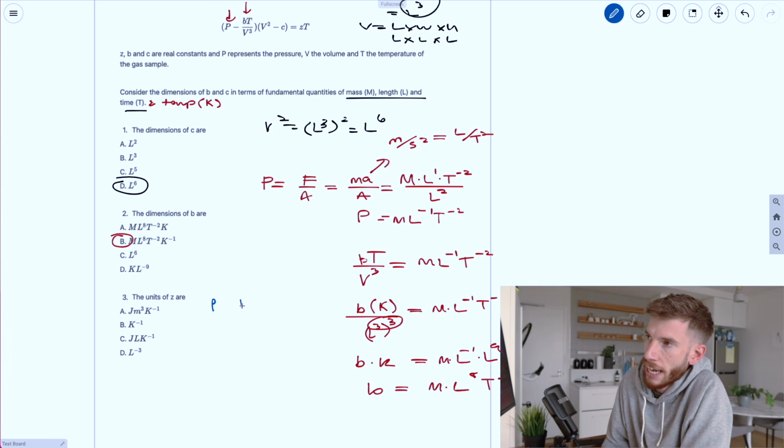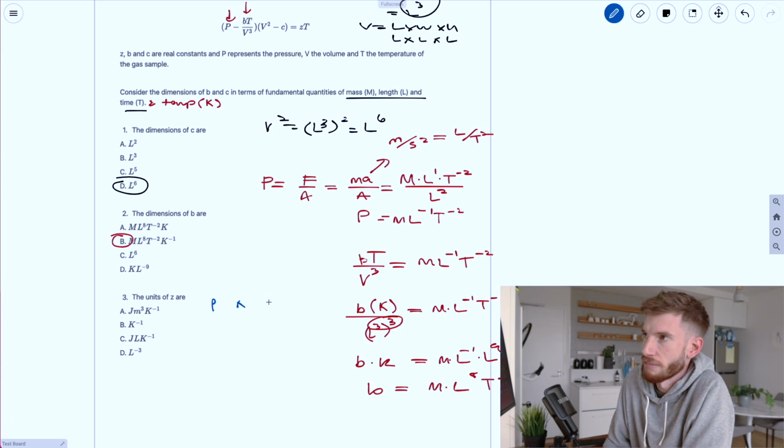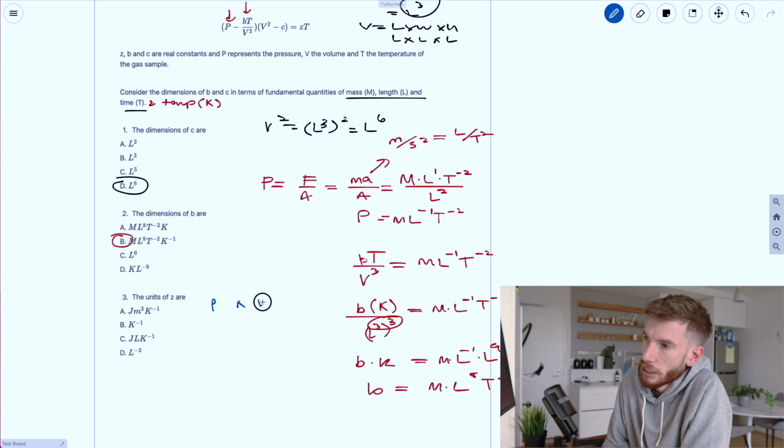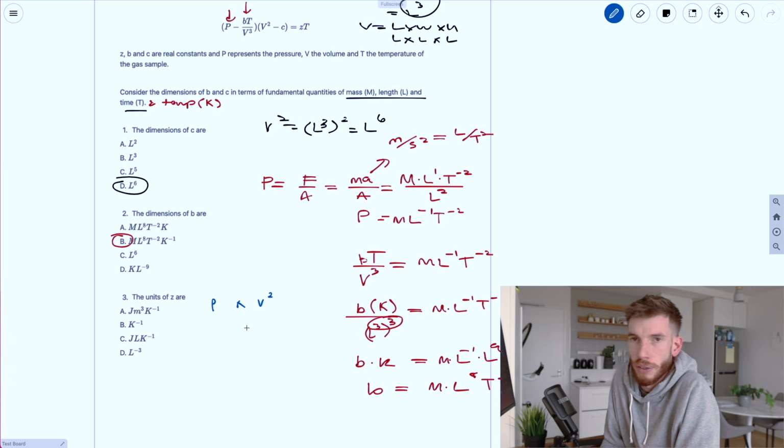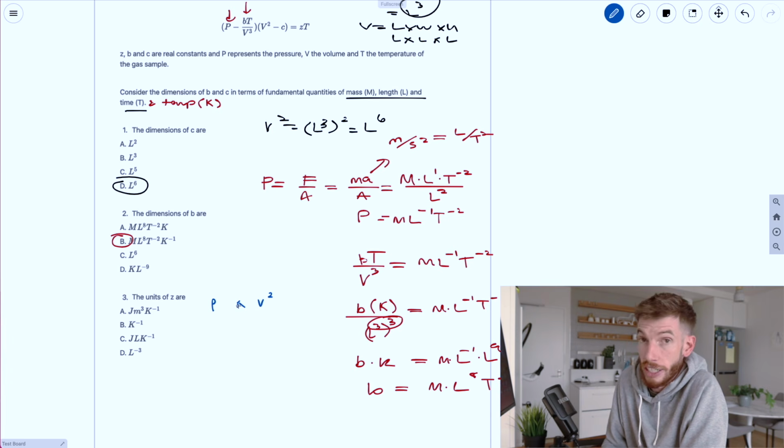And then I've got to multiply that. I'm just going to roughly, loosely do this, because again, what you're working out doesn't matter. And it's multiplying by the volume squared, right? The units of each of these will be equal to some units of Z multiplied by the units of temperature, which is K. And then we've obviously got to solve for Z and then match it.